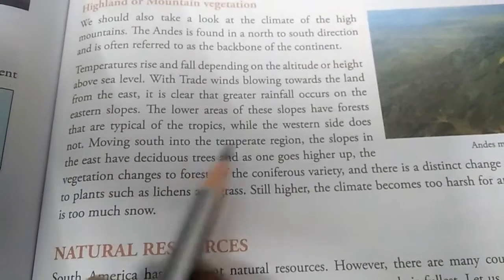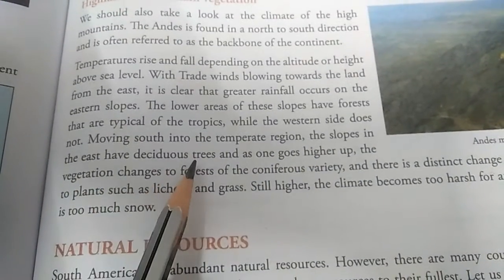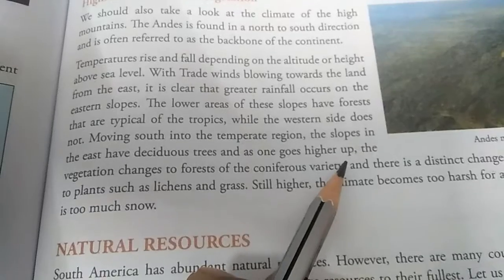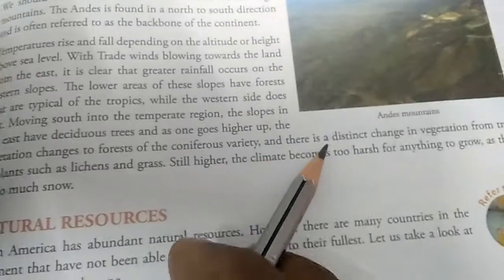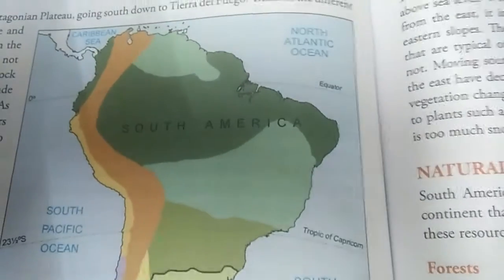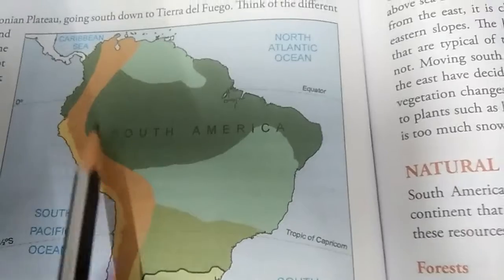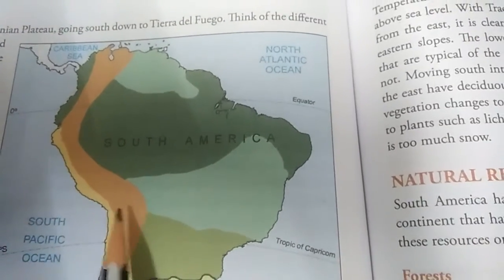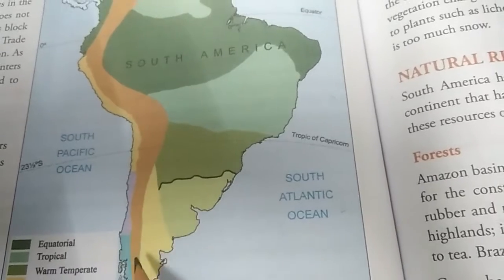Moving south into the temperate region, the slopes in the east have deciduous trees. As one goes higher up, the vegetation changes to forest of the coniferous variety, and there is a distinct change in vegetation from trees to plants such as lichens and grass. Okay, so in this area, you can see that this is the equator and this is the Tropic of Capricorn. So this area is called the tropical region. Okay, tropical region, and below this Tropic of Capricorn, this area is called the temperate region.